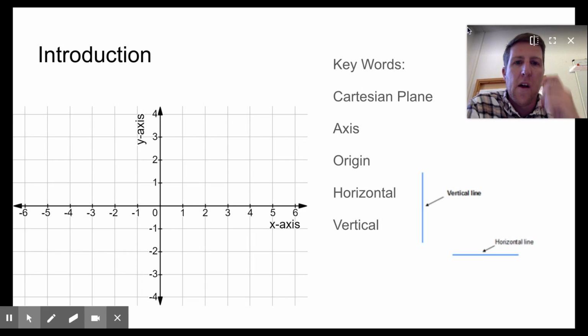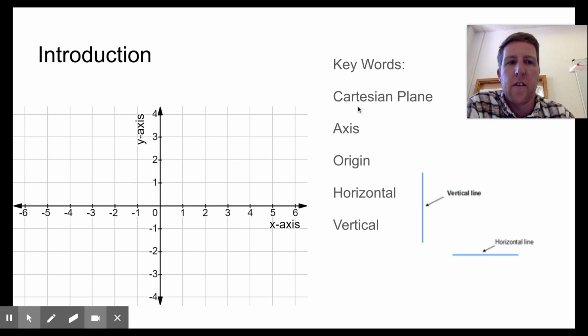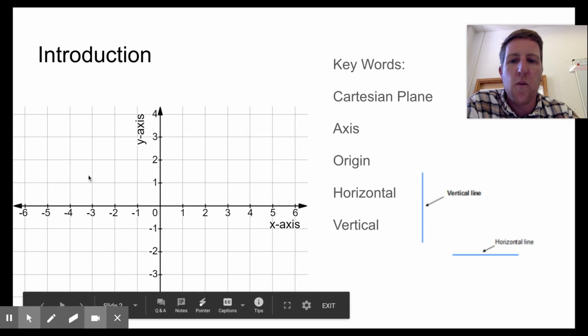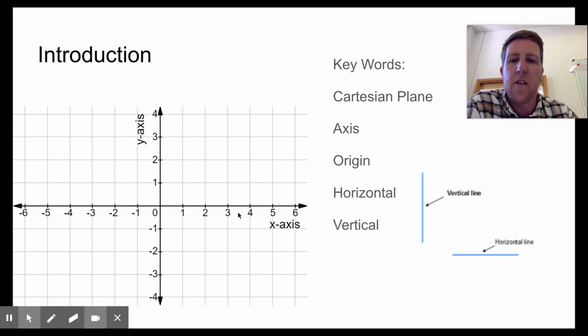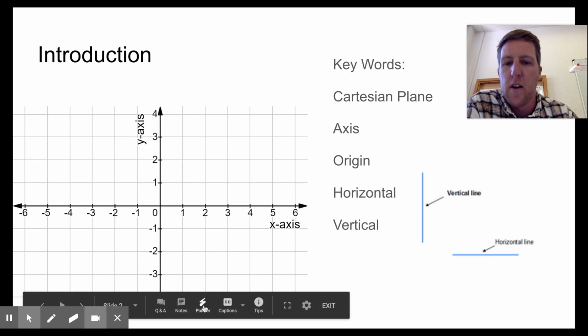Okay, so the first word that you're going to see on the BuzzMath questions is this thing called the Cartesian plane. It's a fancy word that we use for a graph. So this thing here on the left is called the Cartesian plane.